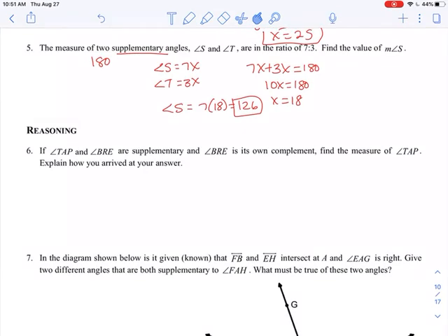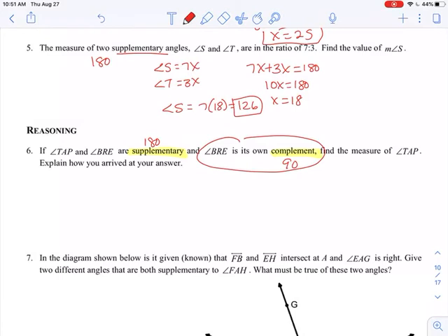All right, 6, if angle TAP and angle BRE are supplementary, again, supplementary means that they equal 180, and BRE is its own complement. Complement means that they equal 90. Find the measure of angle TAP. Explain how you arrived at your answer.